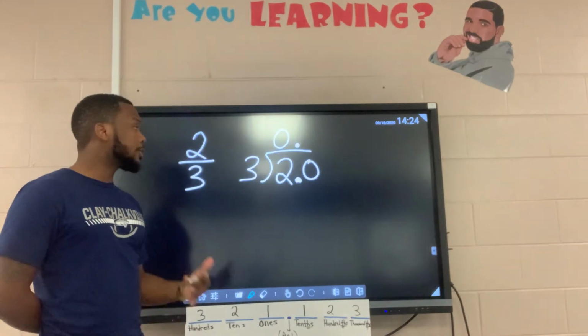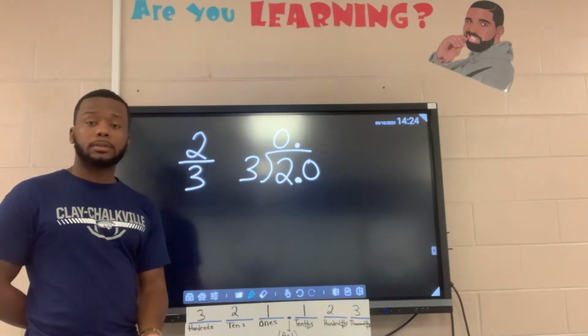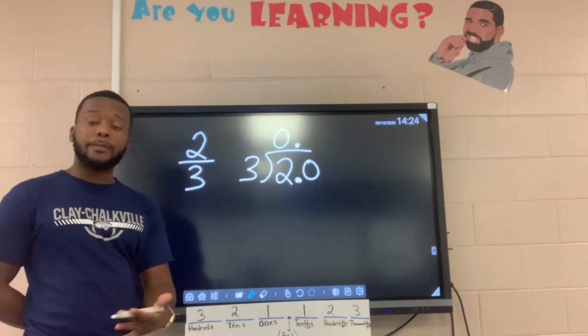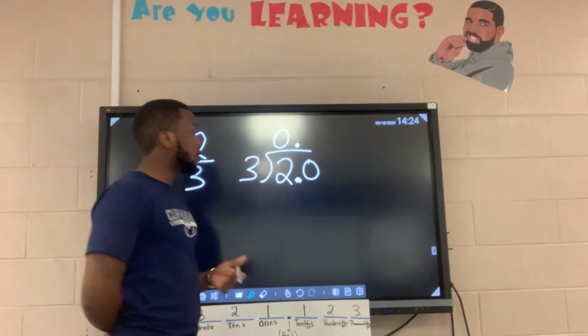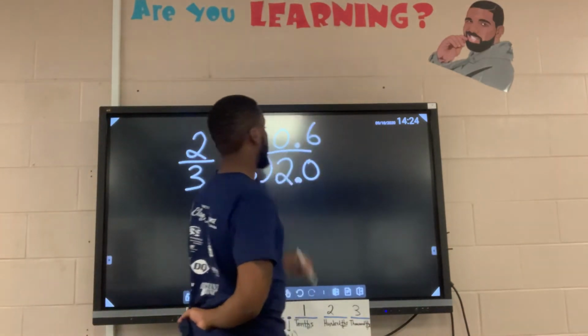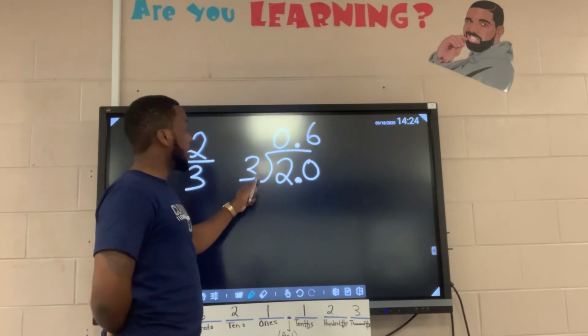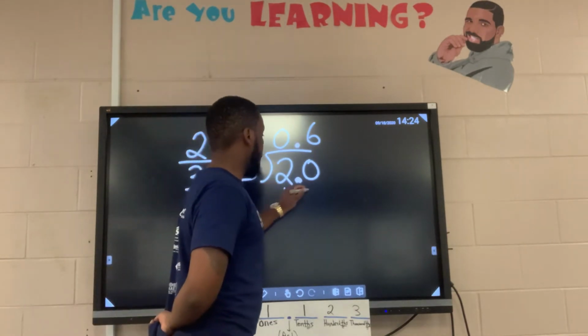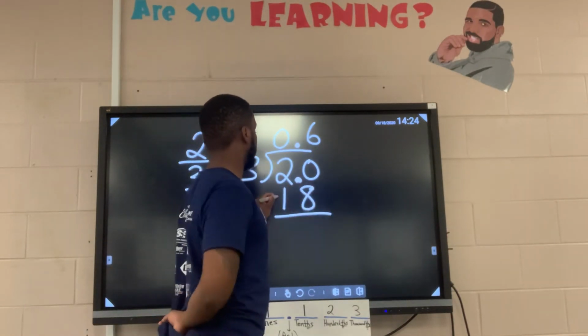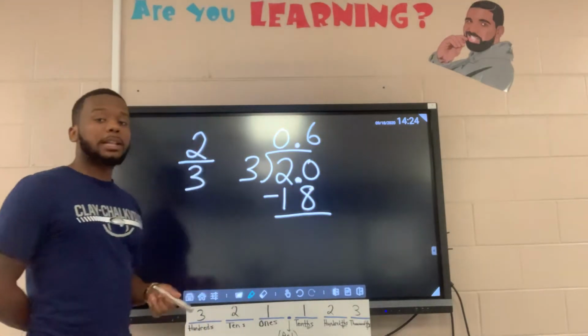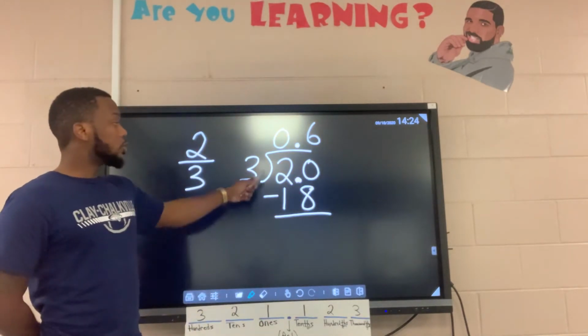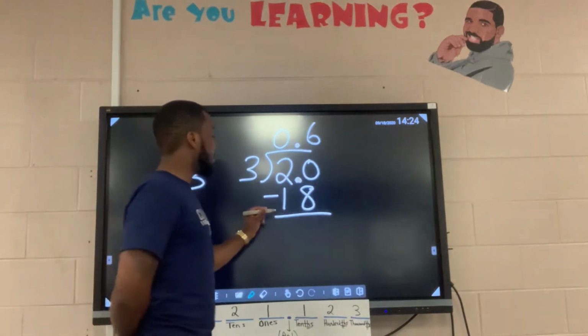How many times can 3 go into 20? Or 20 divided by 3, however you would like to say it? Well, that answer is going to give me 6. And 6 times 3 is 18. After we multiply, the next step is to subtract. 20 minus 18 will give me 2.